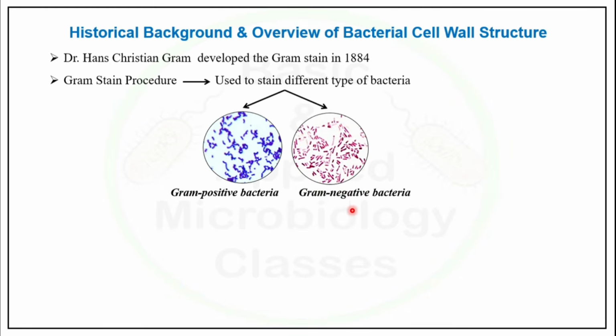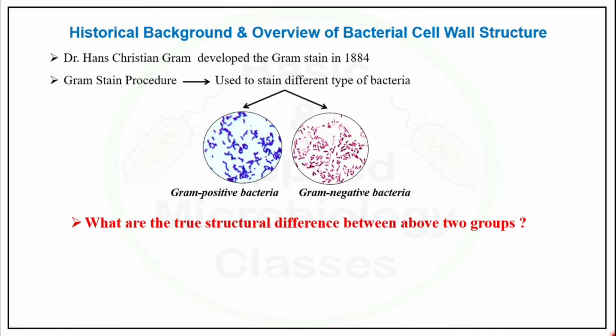But at that time nobody was clear about what the structural differences were between these groups. Let's continue this slide, then you will come to know the true structural differences between the two groups. This was the question at that time: if we apply the same staining procedure, then why are the results different? Why do all bacteria not take the same staining reagent color? Why are some purple and some pink? At that time it was not clear what the structural differences in the two groups were, or why this kind of variation was there in the results and observations.